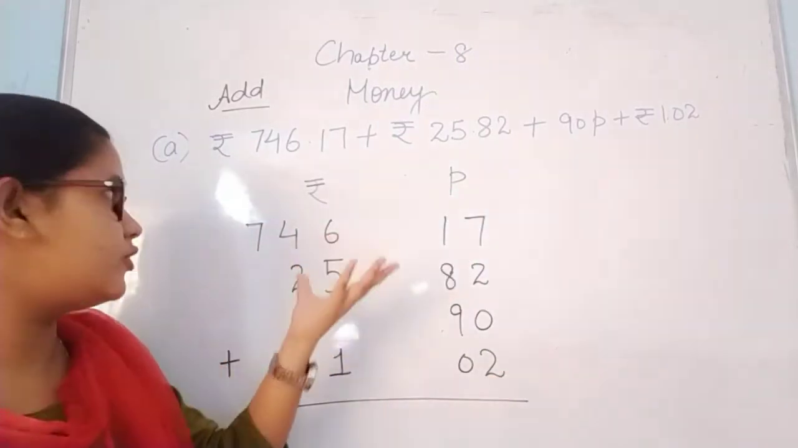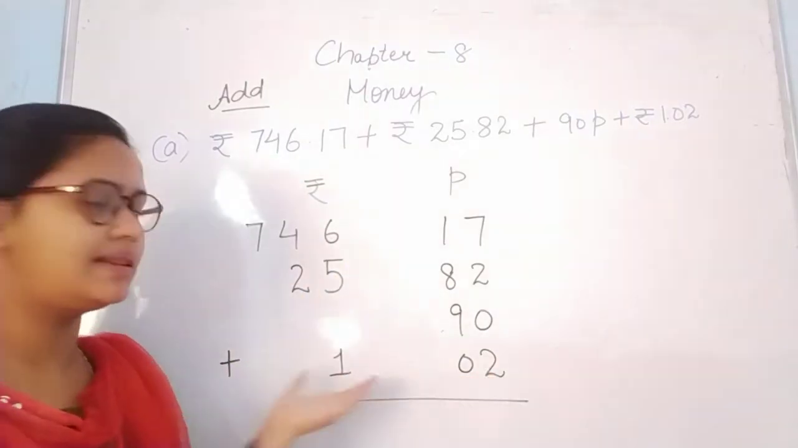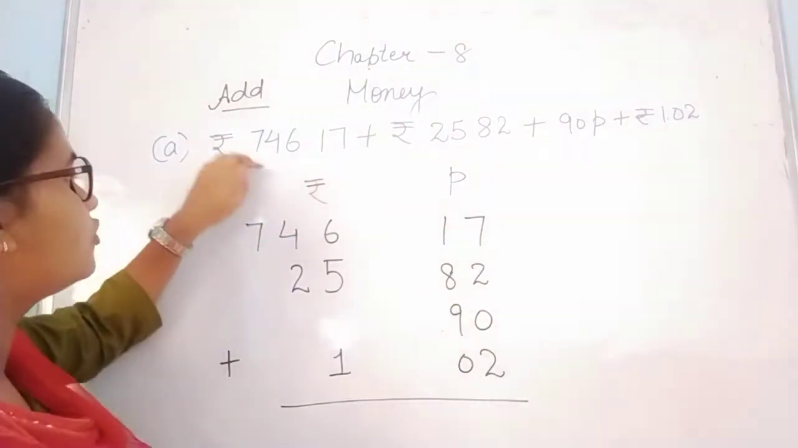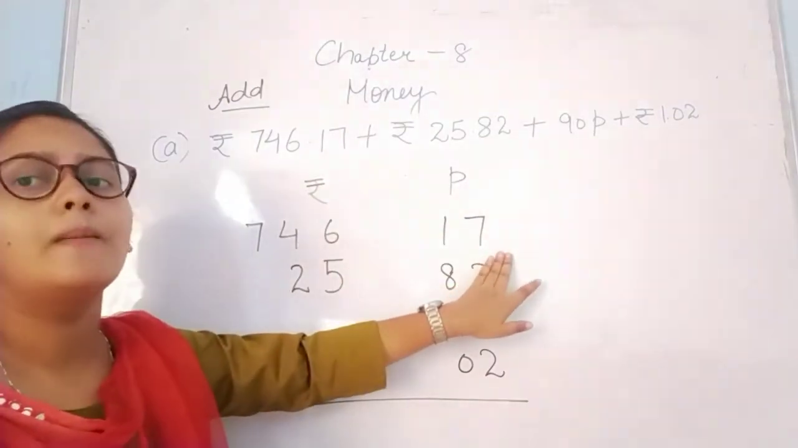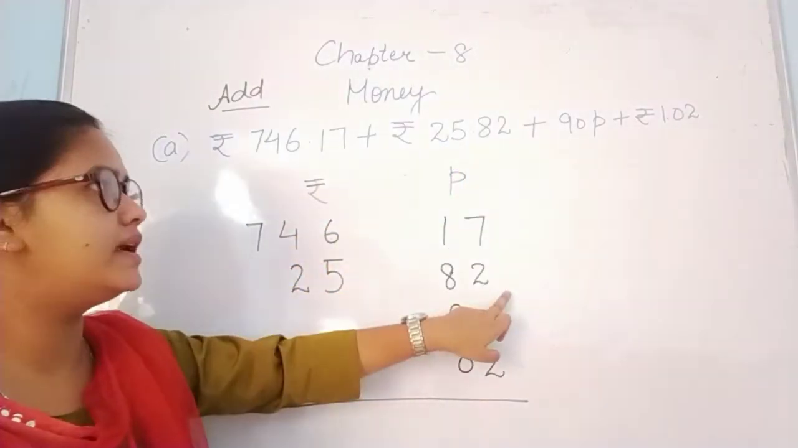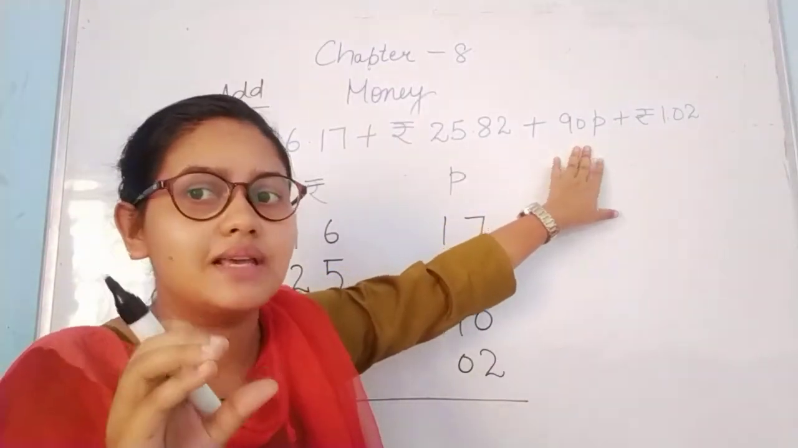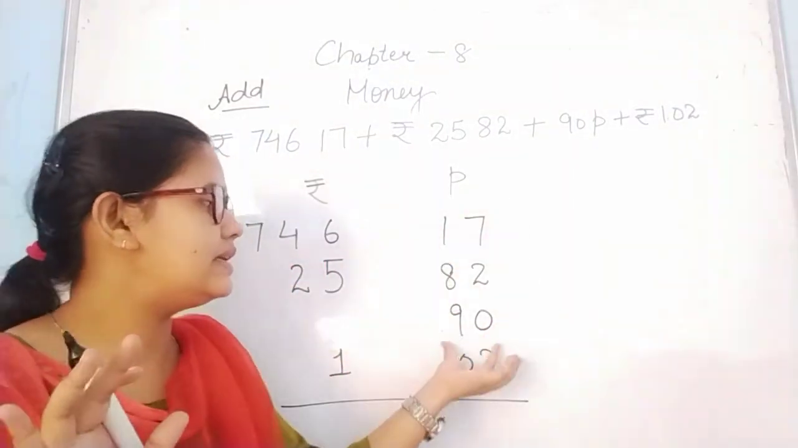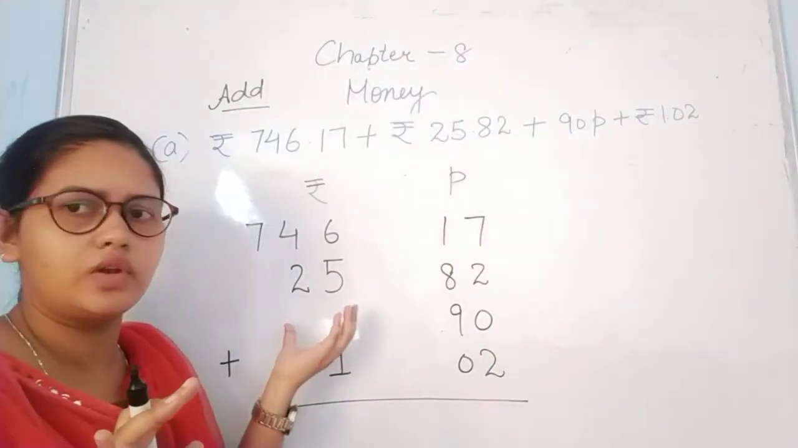You can see, as we have to divide rupee and paise into different divisions, there is paisa and there is rupee. Firstly, we will see which one is rupee. This one is rupee, right? So we will write here 746 rupees, and 17 paise will go to the paisa section. Then 25 rupees will be here and 82 paisa will be here. Now in the third equation, which means the third sum, is only 90 paise, where there are no rupees, right? So we will take only 90 paisa in the paisa section. Here is nothing in the third equation, so we will not write anything here.